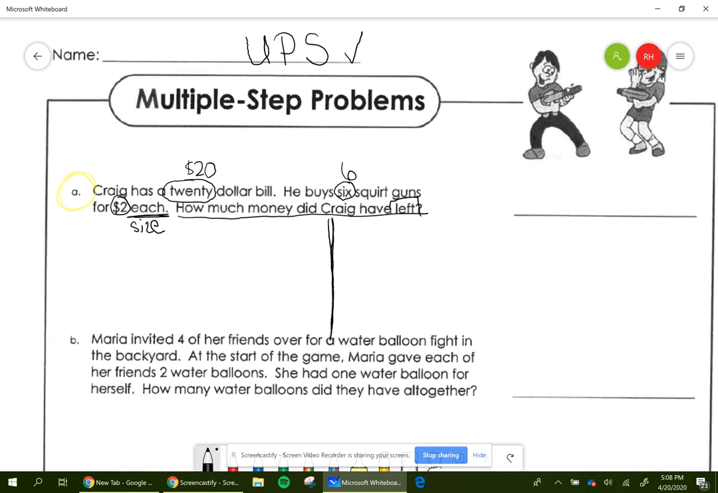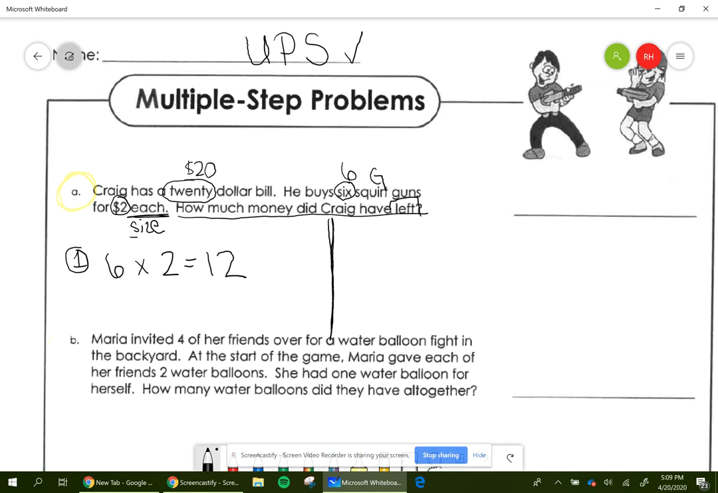So I see 3 numbers here and I can't do the same operation with all 3 numbers. So I'm going to go with what I know, that 6 sounds like the groups to me and the $2 each sounds like the size. I know that for sure. So I think my first step is going to be I'm going to multiply to find out what is the total cost of the 6 squirt guns. So I'm going to do groups times size equals product. 6 times 2 I know is 12.